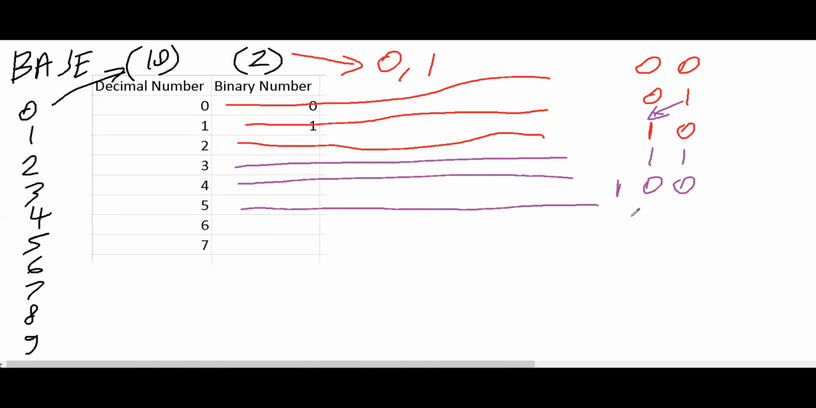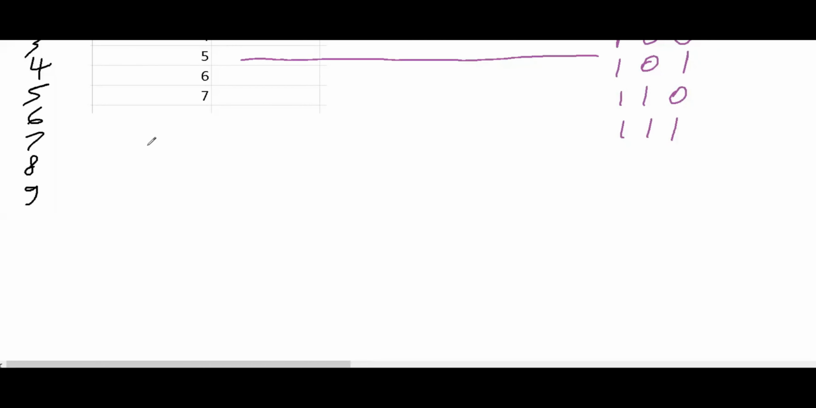For 5 again the same thing, 1 0 1. For 6 it will be 1 1 0. For 7 it will be 1 1 1. Clear? Understood this? Okay.